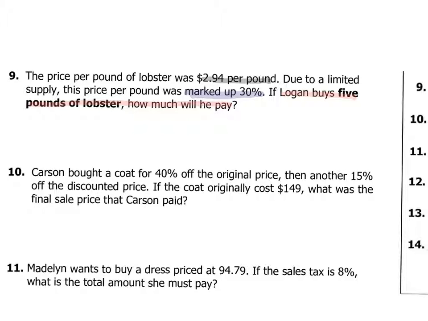So first and foremost, we have to take this $2.94 per pound and mark it up by 30% to see what the new price per pound is, before we could talk about Logan and the 5 pounds. So what's the new price? Well, let's take that $2.94 and multiply it by 30%. So 2.94 times 0.3 is equal to 0.882, so I'm going to round it to 0.88 cents, okay?